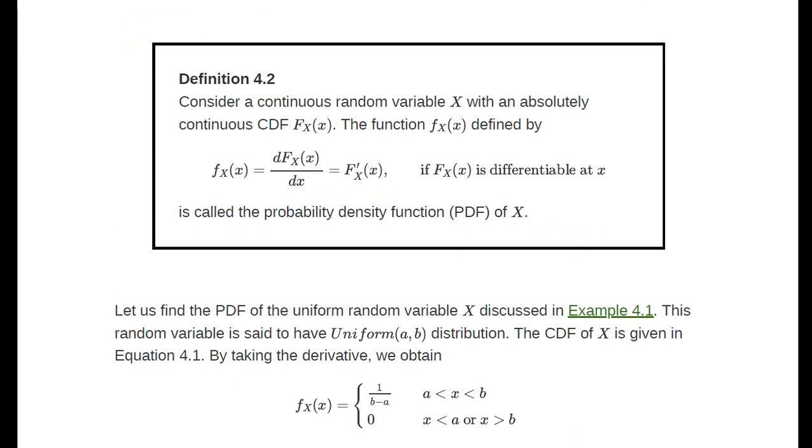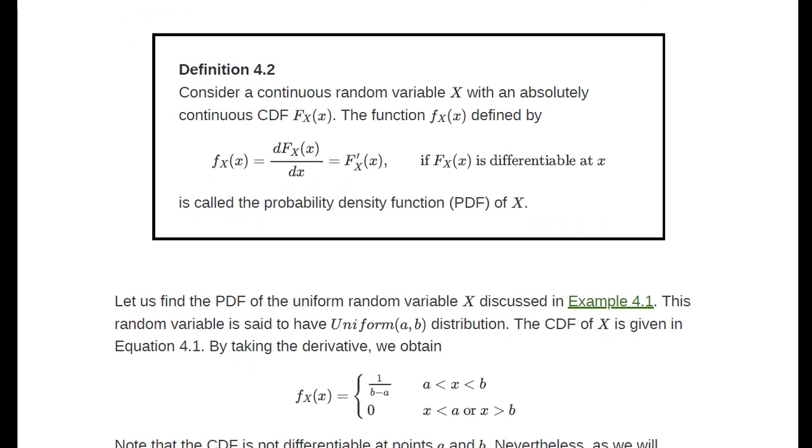Consider a continuous random variable X with an absolutely continuous CDF F_X(x). The function f_X(x) defined by f_X(x) equal to dF_X(x)/dx, where F_X is differentiable, is called the probability density function of X.